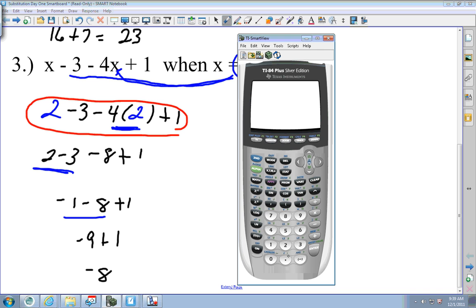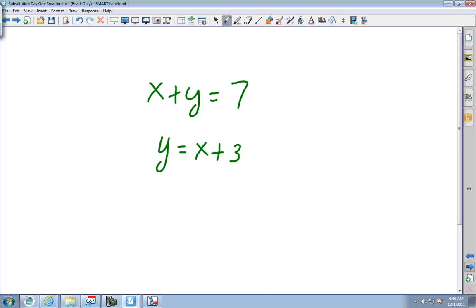And just type in there 2 minus 3, 2 minus 3 minus 4, parentheses, 2 plus 1, and press enter to get negative 8. You could just do that too. All right, let's go and catch up here.